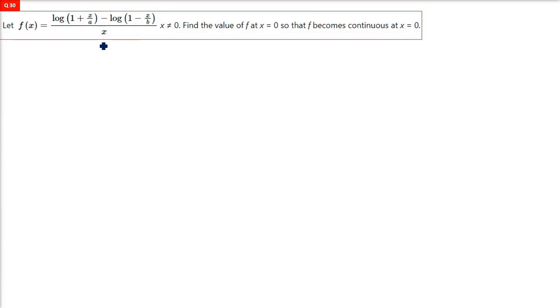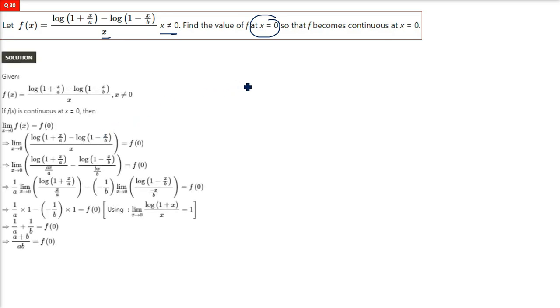Now f(x) is given like this, x is not equal to 0, because if x is equal to 0, it is going to be division by 0 and that is not acceptable. Find the value of f at x equals 0 so that the function f becomes continuous at x equals 0. What we are going to do is find out the limit of f(x) and equate it to f(0). f(0) is what? The value of the function at 0. We don't know what it is, it is not given as k or anything else, so we'll just call it f(0), right?